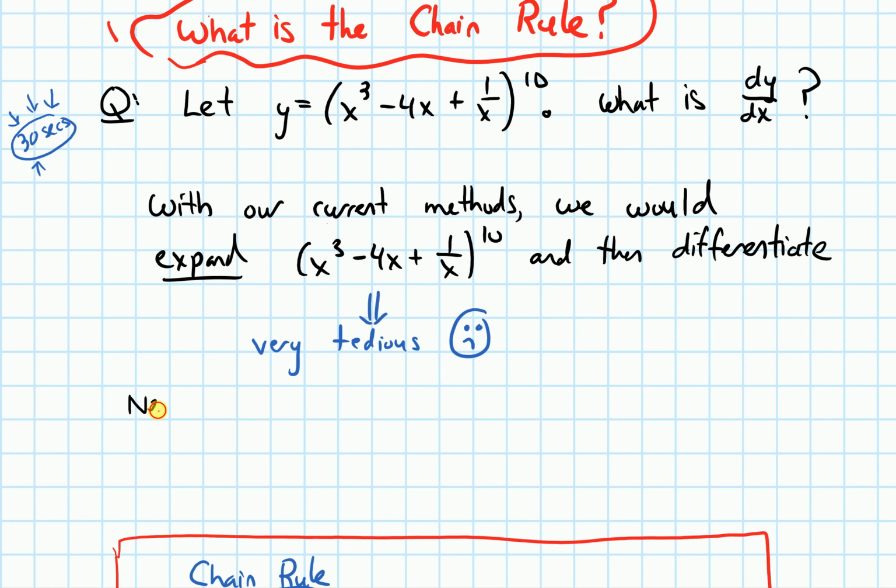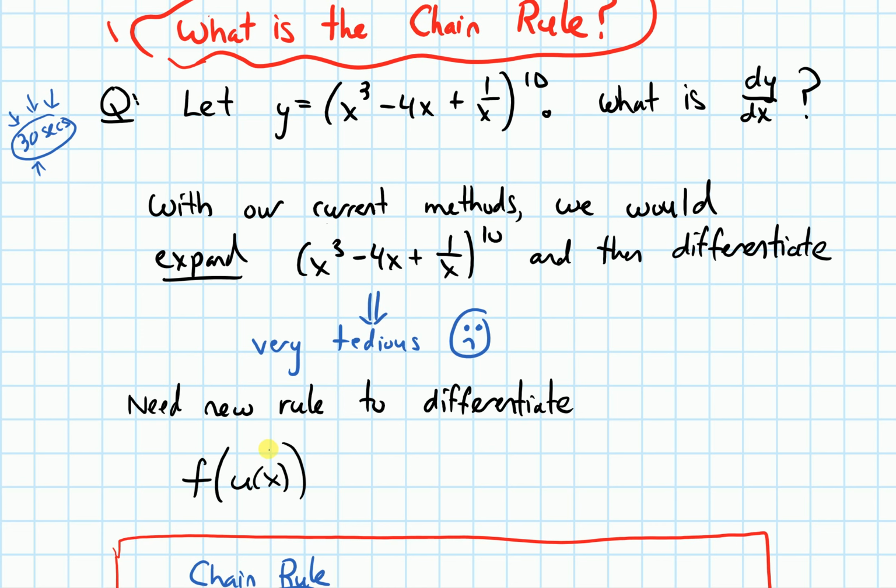So we need a new rule to differentiate stuff that looks like this. So the general form for a function that looks like this is, if I have a function, f, and then inside of it there's another function that I'll call u of x.